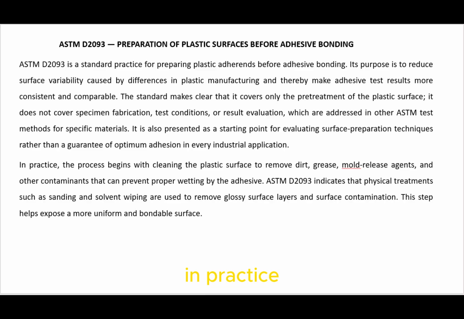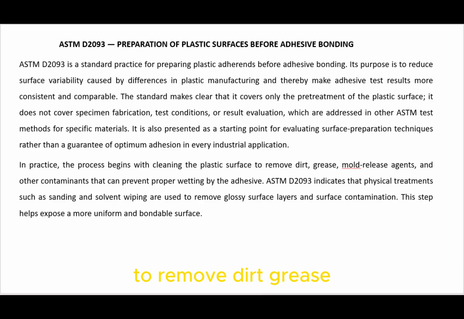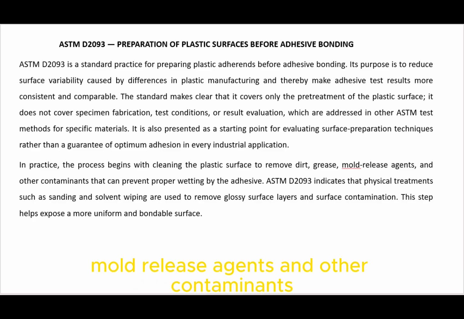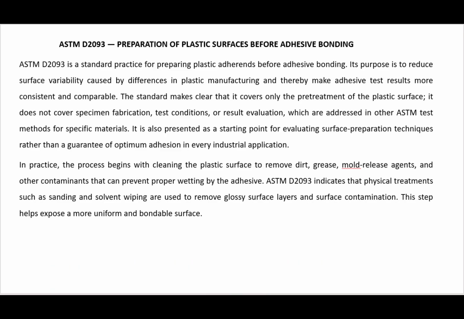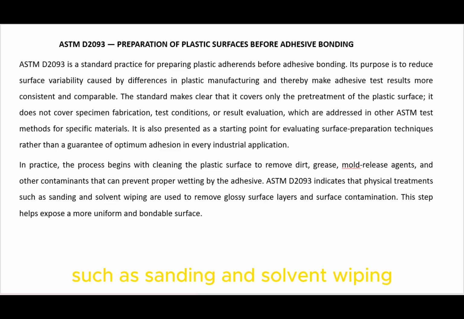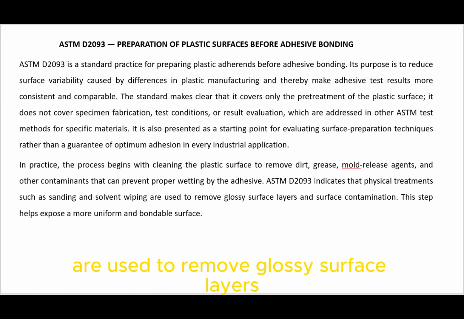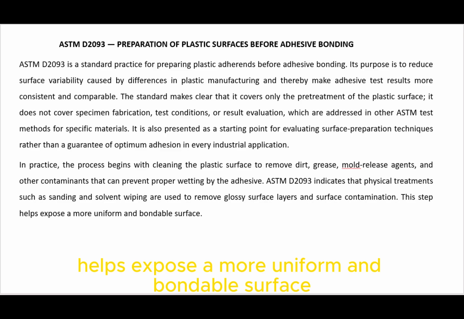In practice, the process begins with cleaning the plastic surface to remove dirt, grease, mold release agents, and other contaminants that can prevent proper wetting by the adhesive. ASTM D2093 indicates that physical treatments such as sanding and solvent wiping are used to remove glossy surface layers and surface contamination. This step helps expose a more uniform and bondable surface.